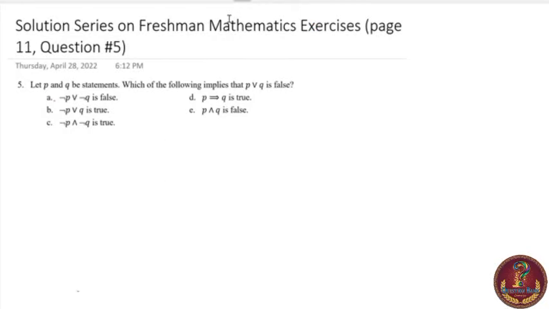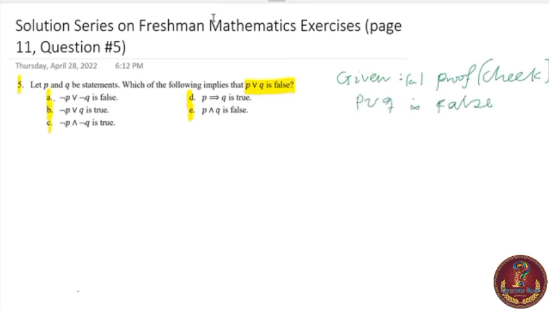Hello, welcome. This video will cover question number 5 of freshman mathematics, which is found on page 11 of the module. The question says, which of the following implies that P or Q is false, given that A is given? We need to prove or check whether P or Q is false.